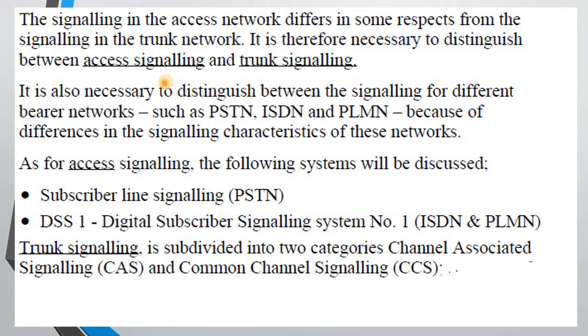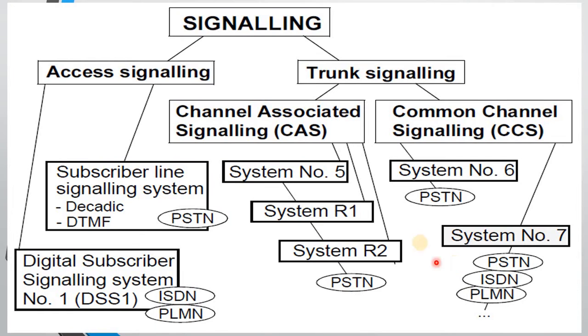So we know that there are basically two main types of signalings in the networks which are referred to as access signaling and the trunk signaling. So it is also necessary to distinguish between the signaling for different bearer networks. Those are PSTN, ISDN and the PLMN networks. That is how the access signaling is implemented in these different types of networks. In case of access signaling, we will be having a look into the subscriber line signaling and the DSS1, which is mainly referred to as digital subscriber signaling system number 1. And in case of trunk signaling, as I already indicated, it is mainly divided into channel associated and common channel signaling. So let's have a complete picture of the signaling in the telecom networks.